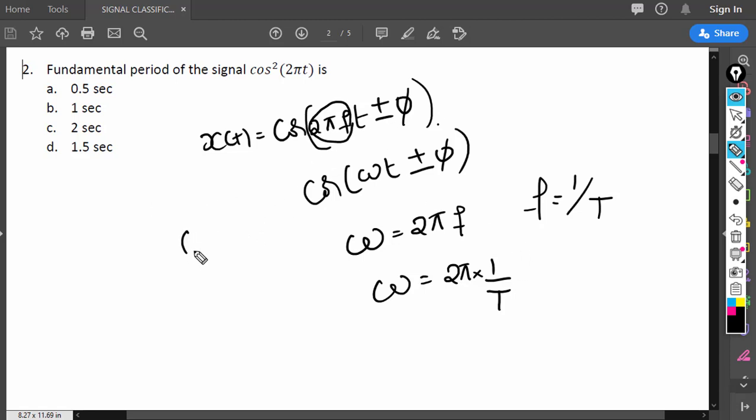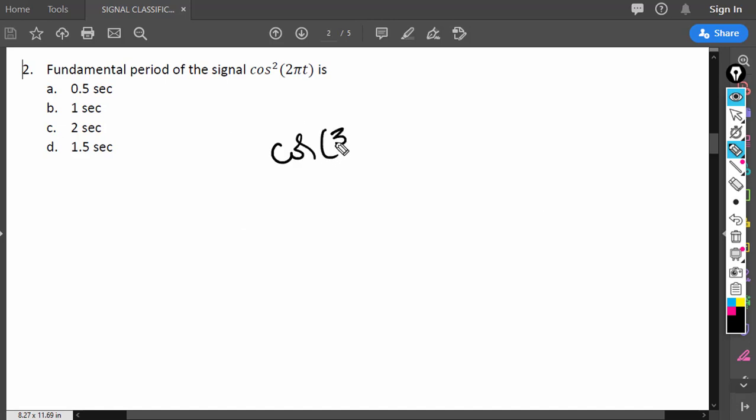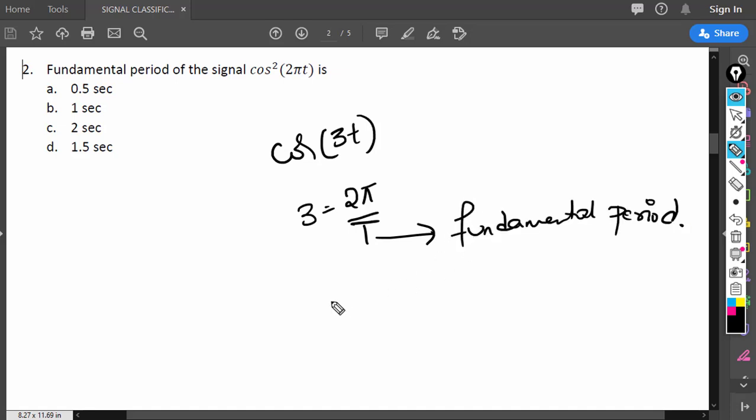Okay, so omega is 2 pi by T. I'm going to equate it with the given signal's omega, which is 2 pi f. So ignore the t, only write the coefficient of t. Let me give you one example. Say I have cos of 3t. Now I have to equate the coefficient of t, which is 3, to omega, and what is omega? 2 pi by T, right? Now I need to find capital T, and this capital T is the fundamental period. So you solve for T. Given the signal, whether it is cos or sine, you equate the coefficient of t with 2 pi by T, which is nothing but omega.